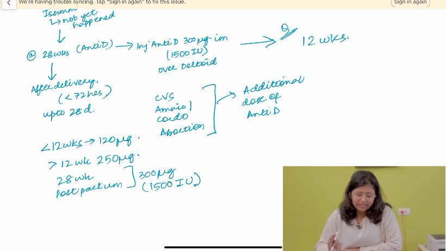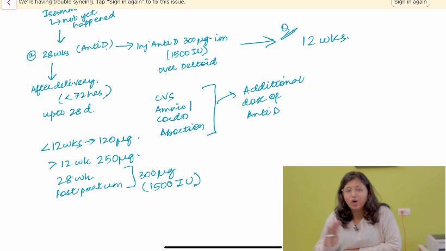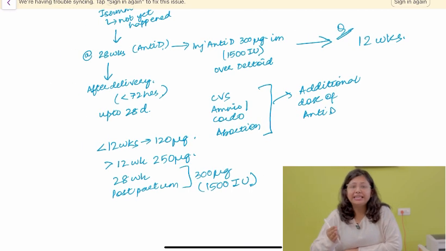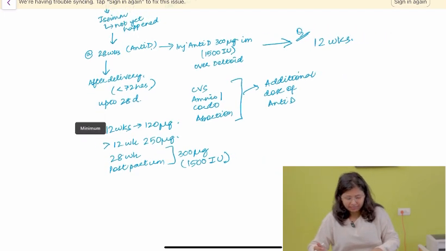So 28 plus 12 is 40 weeks. If the mother is delivering after 40 weeks, you might need to give an additional antenatal dose of anti-D to prevent isoimmunization. Similarly, if today she turned 28 weeks and I gave the mother anti-D, but she went into preterm labor and delivered at 30 weeks, if there is not a lot of feto-maternal hemorrhage, I do not need to repeat the anti-D because it is so close to the date of administration. So this is another concept that you need to know.